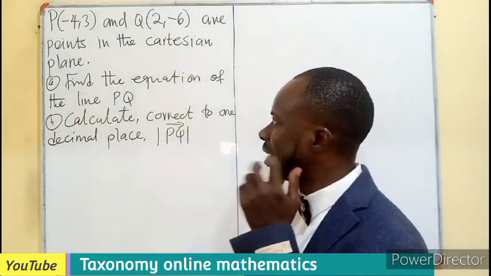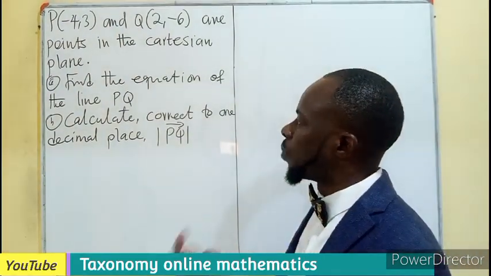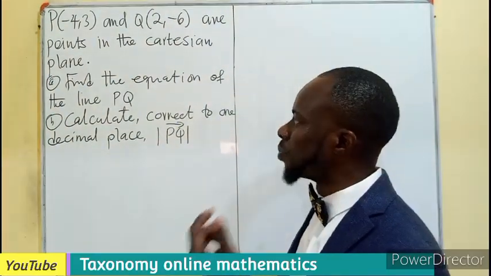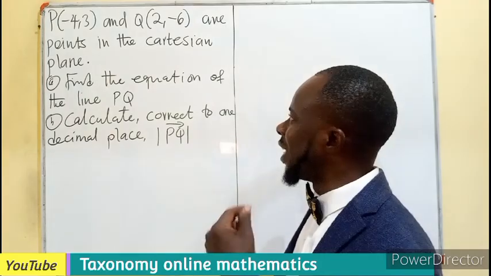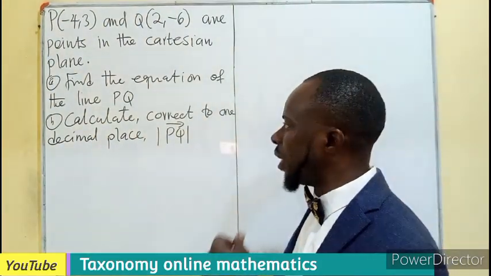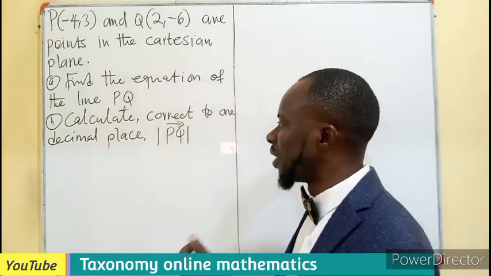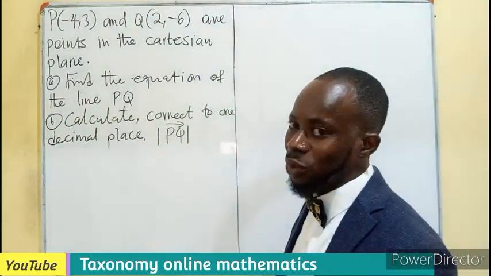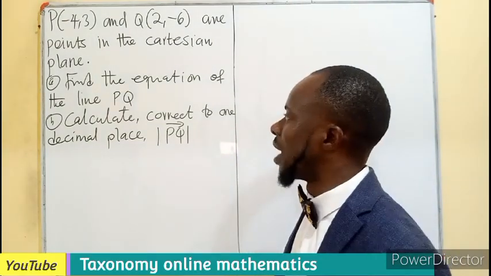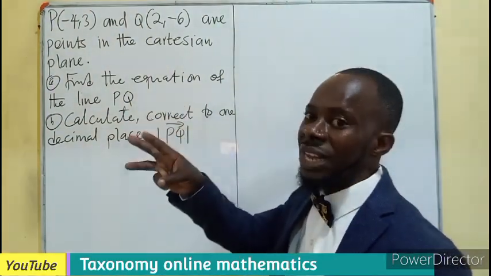So the point P (-4, 3) and the point Q (2, -6) are points in the Cartesian plane. We have to find the equation of the line PQ. Then we calculate, correct to one decimal place, the magnitude of the vector PQ. All right. Now to find the equation, we need the gradient.